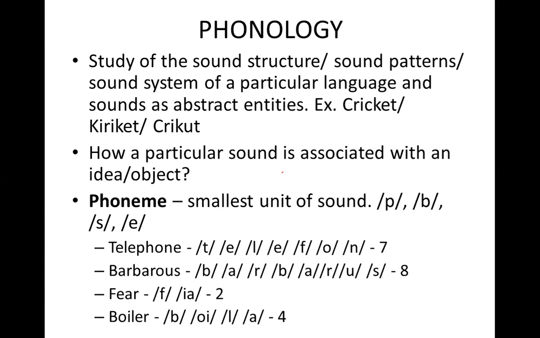If I write C-A-T, it has to be pronounced as cat and not cut. If I write C-U-T, it has to be pronounced as cut and not caught. If I write C-O-T, it has to be pronounced as caught and not kit. If I write K-I-T, I should pronounce it as kit and not kate. So this is structure, pattern, system.